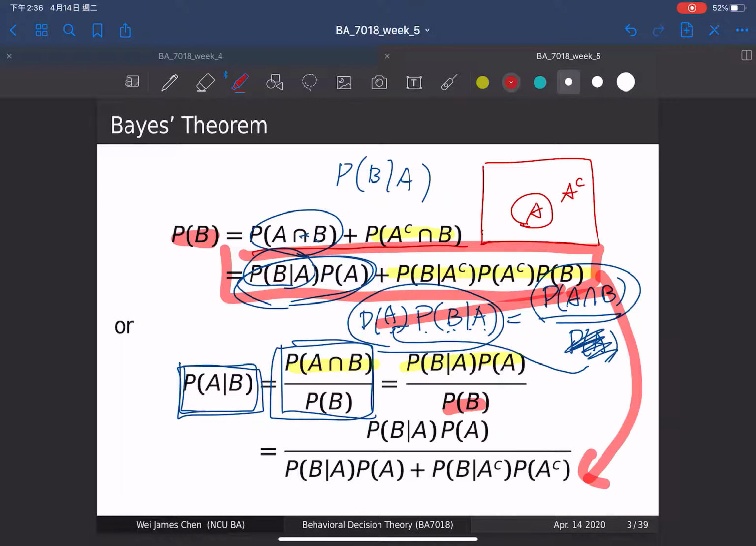Okay? So basically, all the information you have is P(B conditional on A) and P(B conditional on not A), and the probability of A and probability of not A. Then you can arrive at the probability of A conditional on B, all by definition. So it's a simple theorem. But basically what you did in the midterm last question is basically this. Okay?